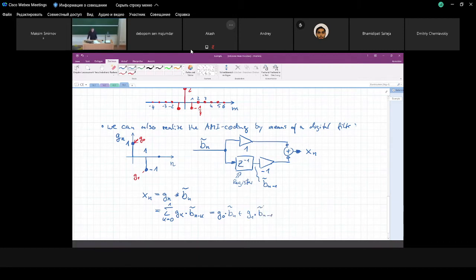This is exactly what we want, because our g's are plus and minus one. This is a digital filter.